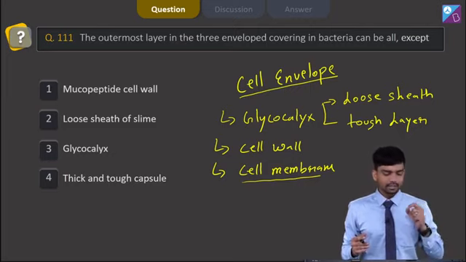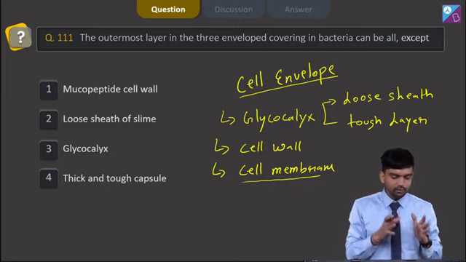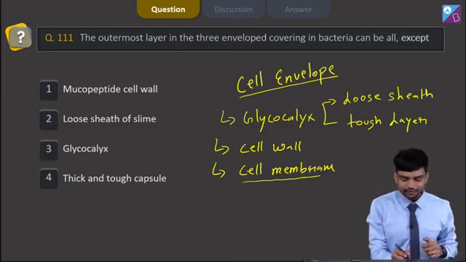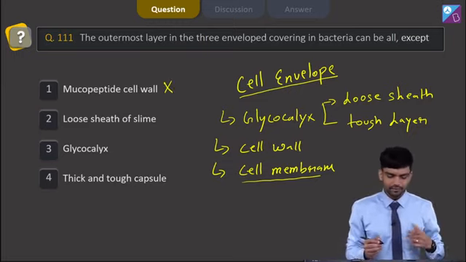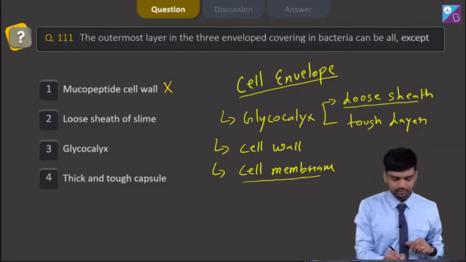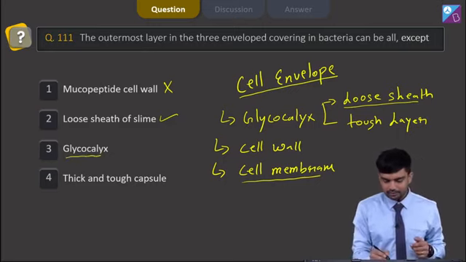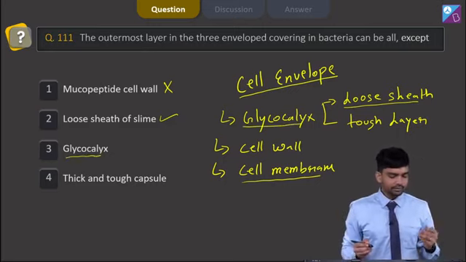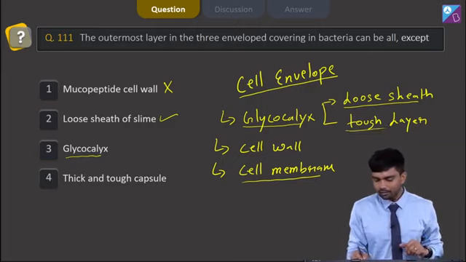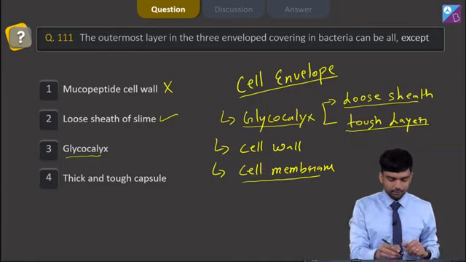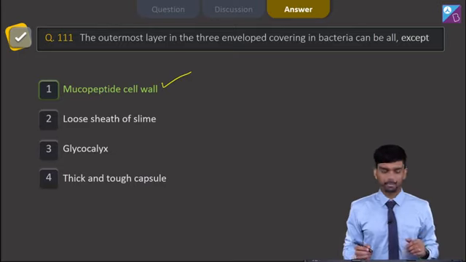So let us pick the option which is incorrect. The first option says it's made up of mucopeptide cell wall, which is wrong. The second option says loose sheath of slime, which I told you can be there, so this is a correct option. The third option says it is glycocalyx, which is correct. The fourth says thick and tough capsule, which is also correct. So option number 1 is incorrect, which signifies our correct answer.